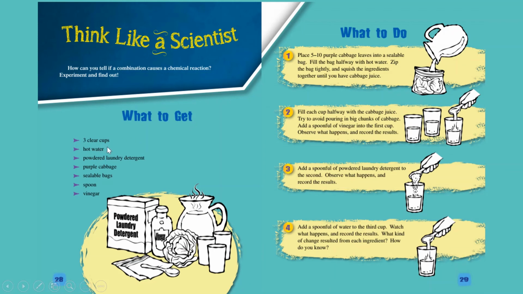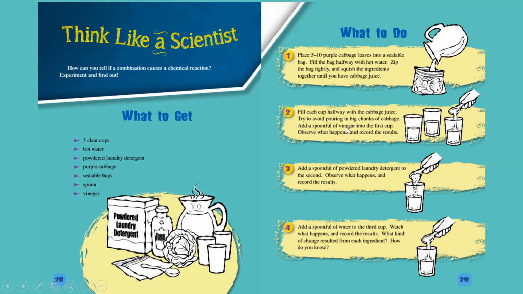What to get? 3 clear cups, hot water, powdered laundry detergent, purple cabbage, sealable bags, spoon, vinegar. What to do? Place 5 to 10 purple cabbage leaves into a sealable bag. Fill the bag halfway with hot water. Zip the bag tightly and squish the ingredients together until you have cabbage juice. Fill each cup halfway with the cabbage juice. Try to avoid pouring in big chunks of cabbage.